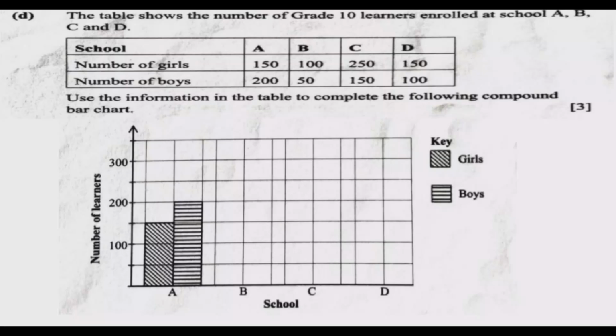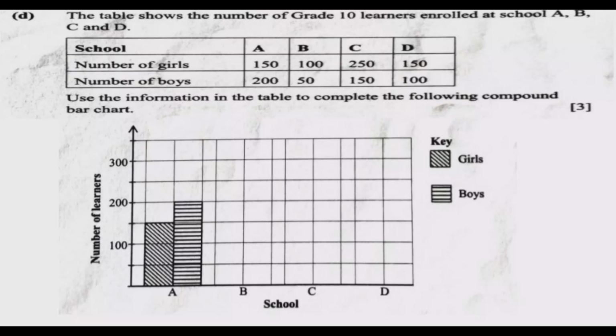So what we need to do is take note of the key. We have girls there and boys here. Just to make my job easy and not make the video longer, I might use different lines to mark them. I'll try to follow the key, but if I don't, I'll use different colors. Now, school A is already done, so we come to school B.